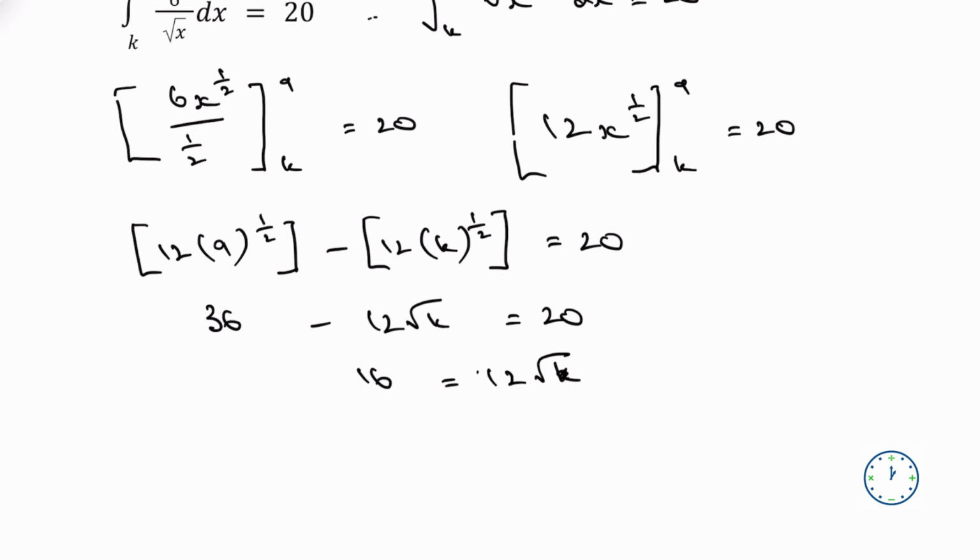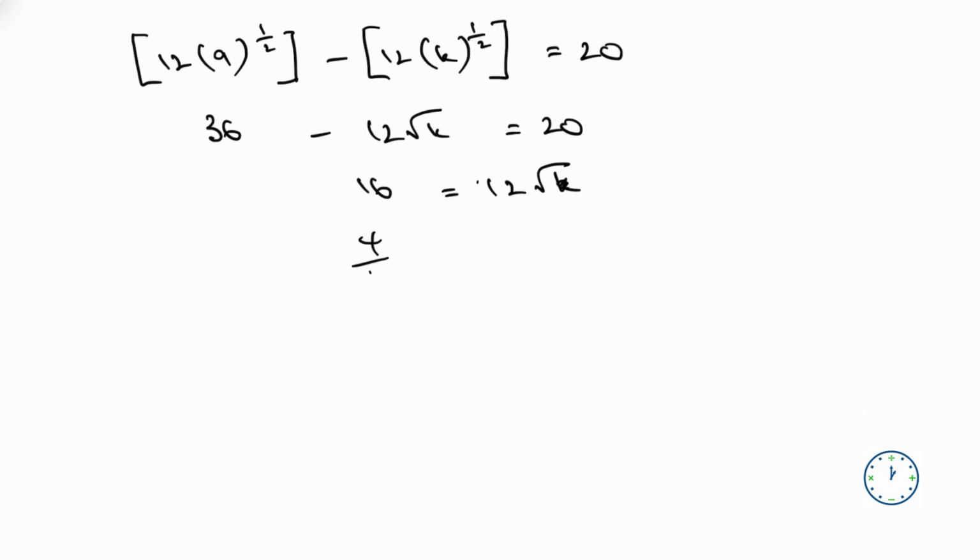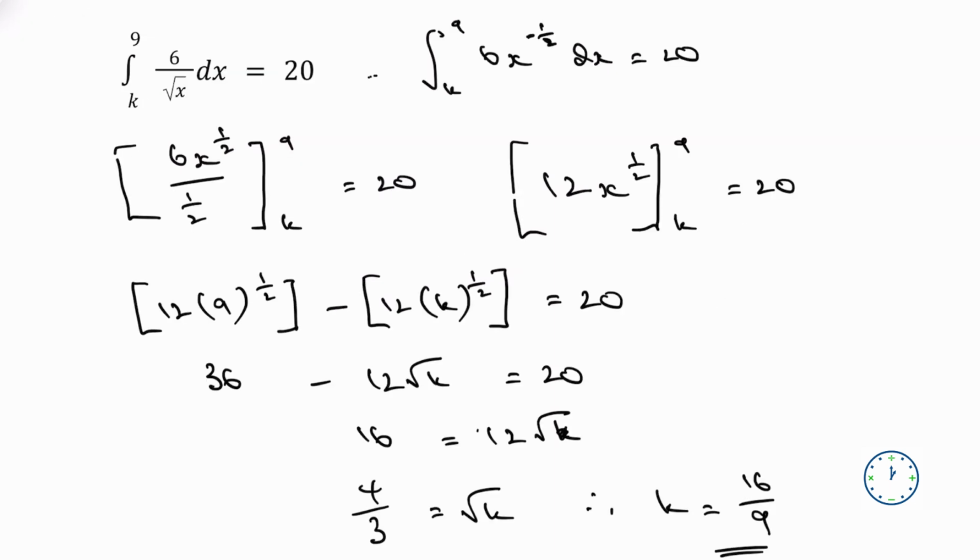Okay, so therefore if I divide through by 12, I'm going to get 4 over 3 is equal to root k, and therefore if I then square both sides, k is going to equal 16 over 9, and that would be the answer to this particular question.